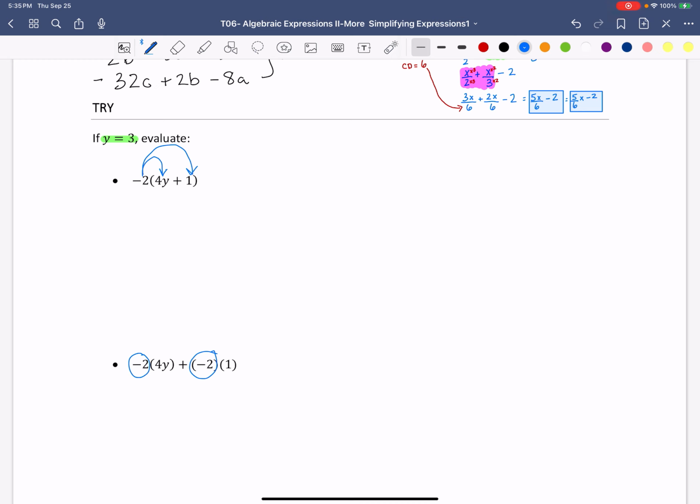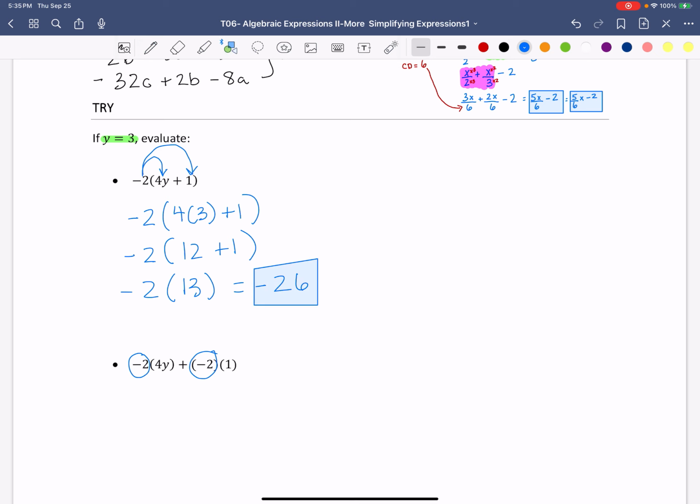So for the first attempt, we could keep the bracket and do 4 times 3 plus 1. So again, remembering my order of operations, I'm going to do what's in the bracket first. So 4 times 3 is 12 plus 1, and then negative 2. What's in the bracket is 13, and we get an answer of negative 26. So that definitely could work.